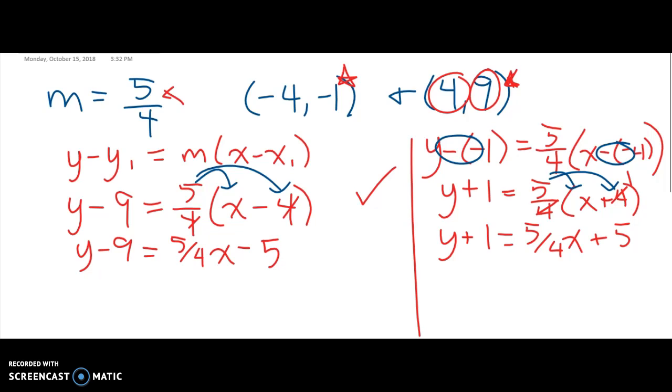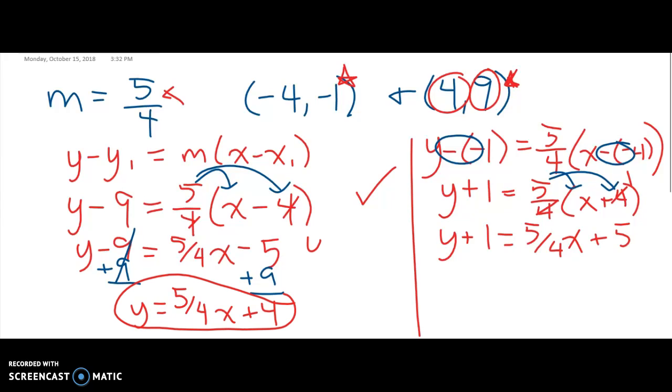Now back over to the left side. I want to get rid of that negative 9 there. To eliminate it, you add. So I'm going to add 9 to both sides, which leaves me with y equals 5 over 4x plus 4. Okay, and that would be the answer in the slope-intercept form, the mx plus b form.